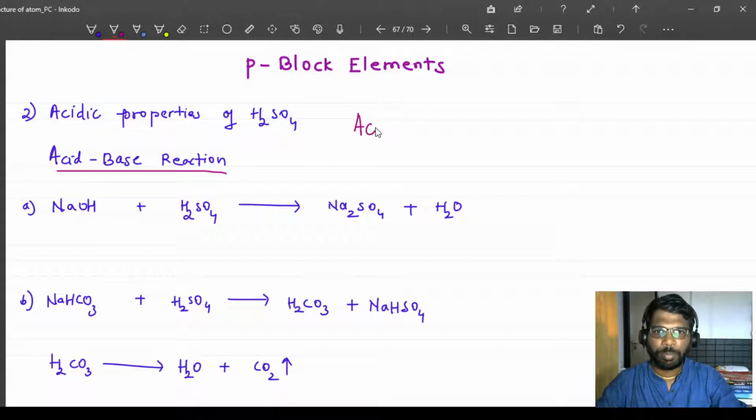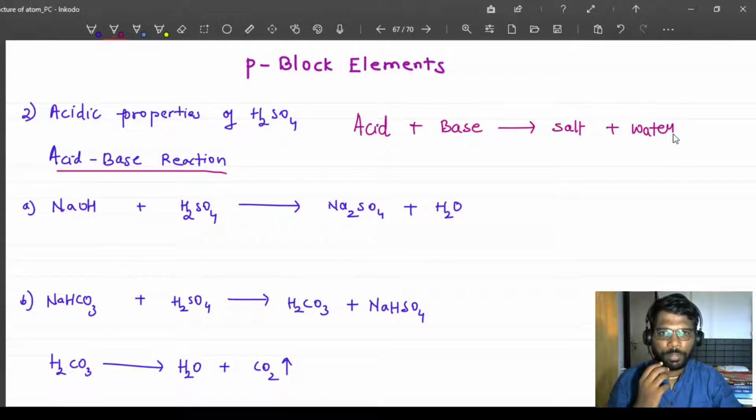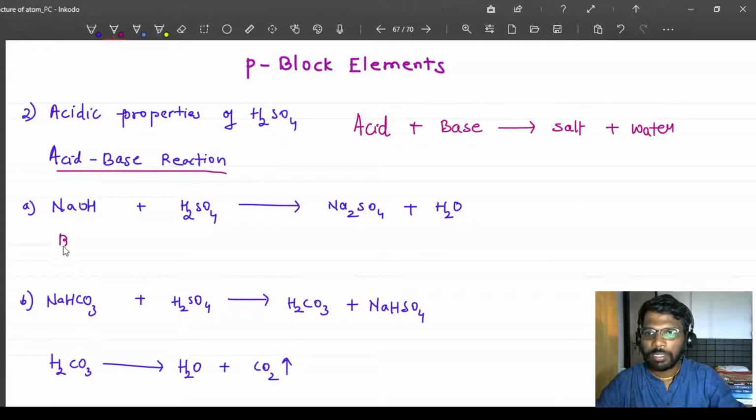Whenever there is a reaction between an acid and a base, any acid and base, what you get is a salt plus water. So here there is NaOH, which is a base, and H2SO4 is an acid because it gives H plus. Then what you get is a salt, sodium sulfate.